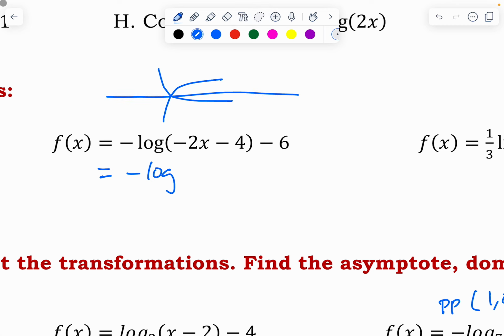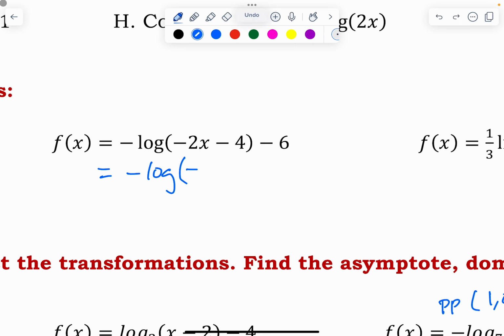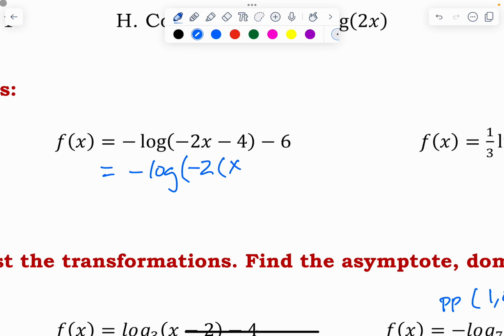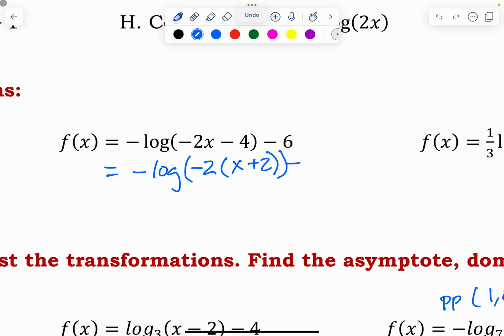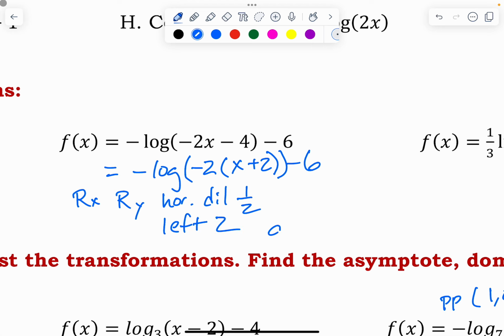Does that make sense? So instead of increasing but slowly, it's going to be decreasing. But I also need to consider this. Oh, nope. I need to factor out a -2. And when I do, I get a +2. And then, another parentheses. Oh, my goodness, -6. So this has been reflected over the x. It's been reflected over the y. It's got a horizontal dilation by a factor of 1/2. And it's going to go to the left 2 and down 6.